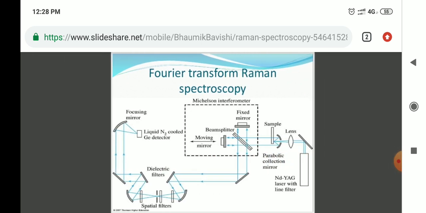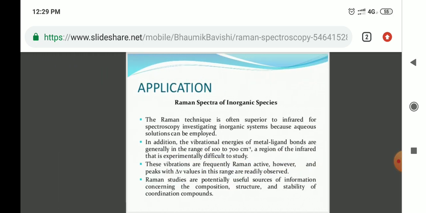The Fourier transform Raman spectroscopy diagram shows the spatial filters. Then next are the dielectric filters, focusing mirror, and liquid N2 cooled InGaAs detector. Next, moving mirror, fixed mirror, and beam splitter, sample lens and laser line filter, and parabolic collection mirror. This is the Fourier transform Raman spectroscopic diagram.